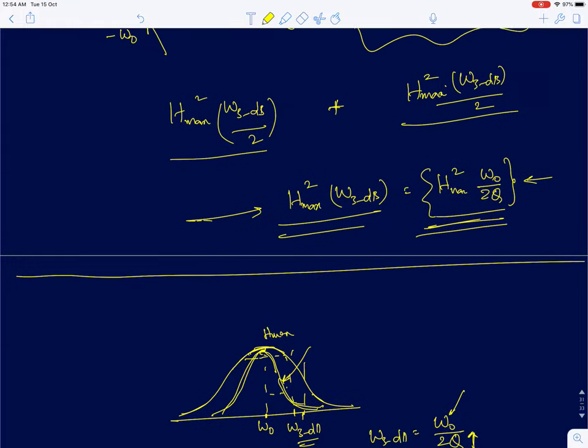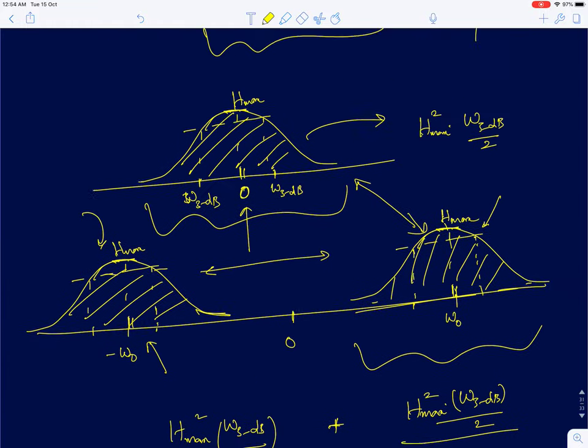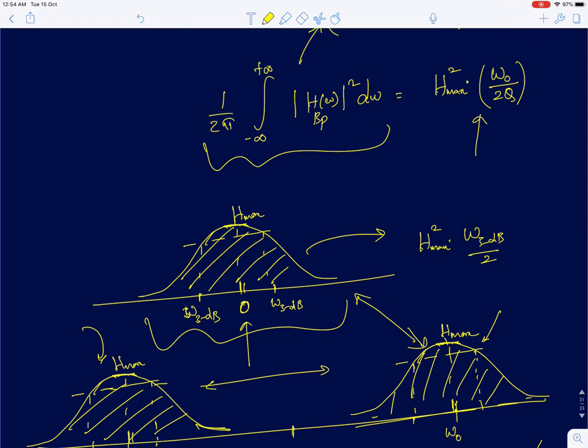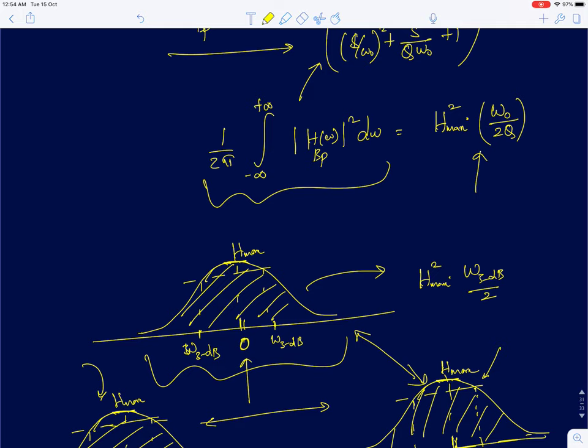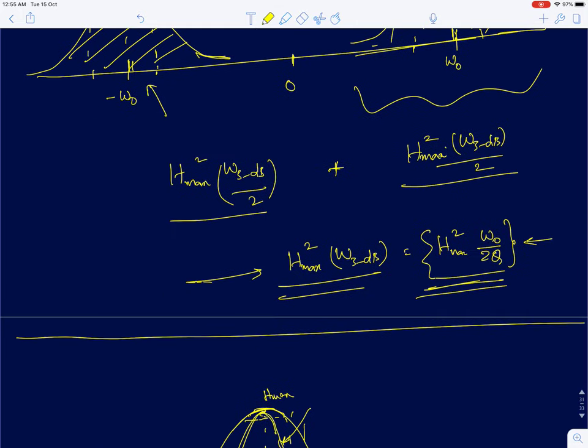And finally, we discussed a very interesting mathematical result, where we tried to compute the energy of the transfer function. For a bandpass transfer function, it turns out to be a slightly complicated expression. But by using the approximation of a low-pass filter, we could very easily derive that result. We showed that the total value was H max squared into omega 3 dB, which is H max squared into omega naught by 2Q. You can derive this, but it will be a more painstaking derivation. You don't have to go through that; by using the approximation, you can intuitively derive it. Okay, so I'll stop at this point.